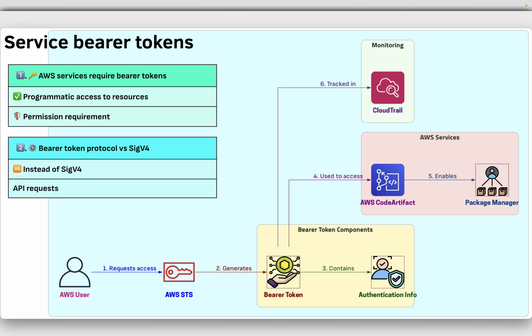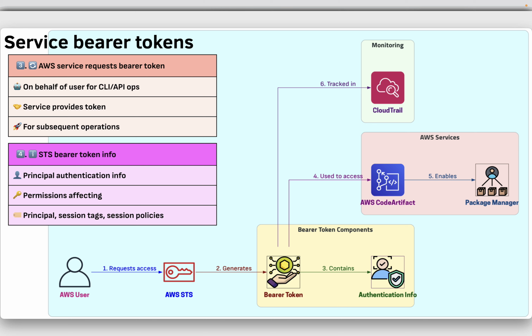So, and lastly, I'll talk about service bearer tokens. AWS services require obtaining an AWS STS service bearer token to gain programmatic access to their resources, emphasizing a permission prerequisite. Certain AWS services employ a protocol that mandates the use of bearer tokens for API requests as opposed to the conventional AWS signature version 4. So this is specific to some format or some kind of agreed upon protocol, which is AWS signature version 4.